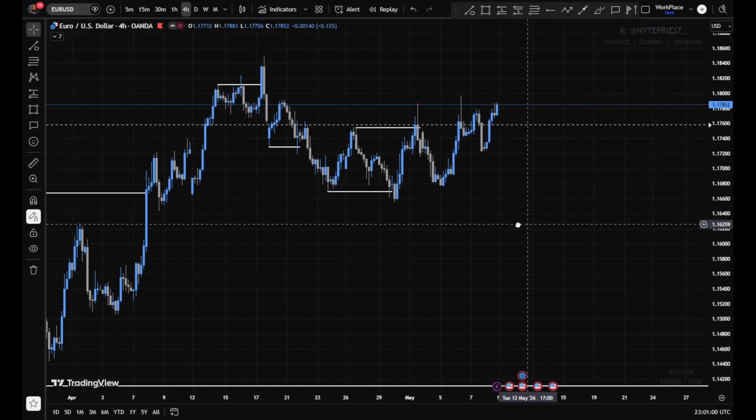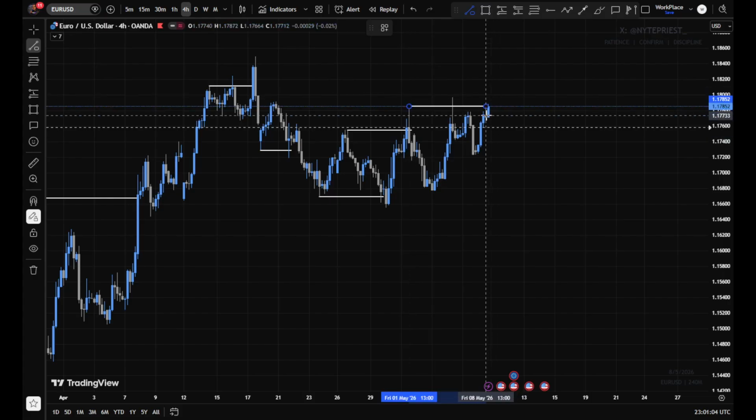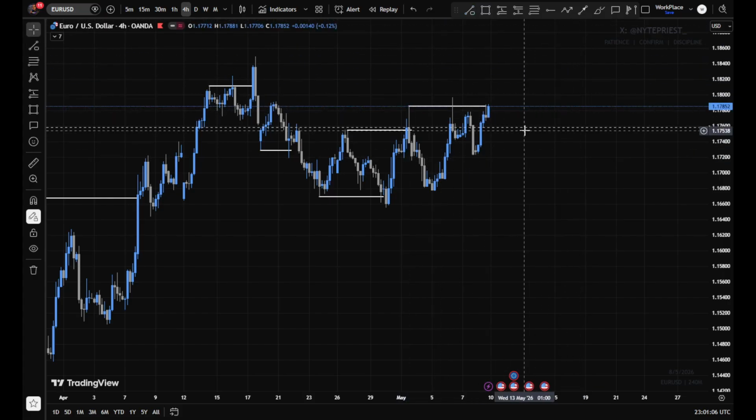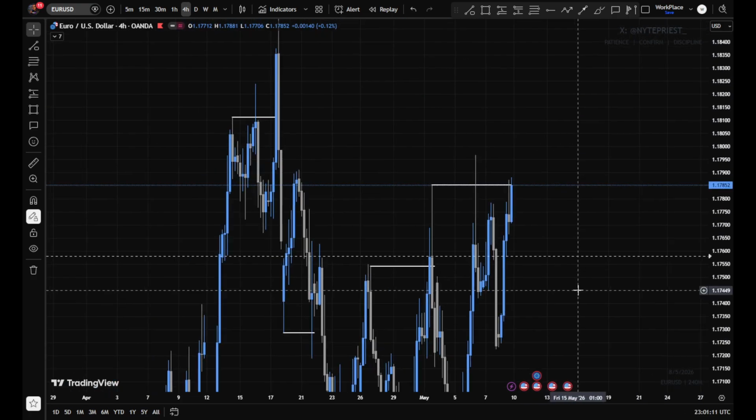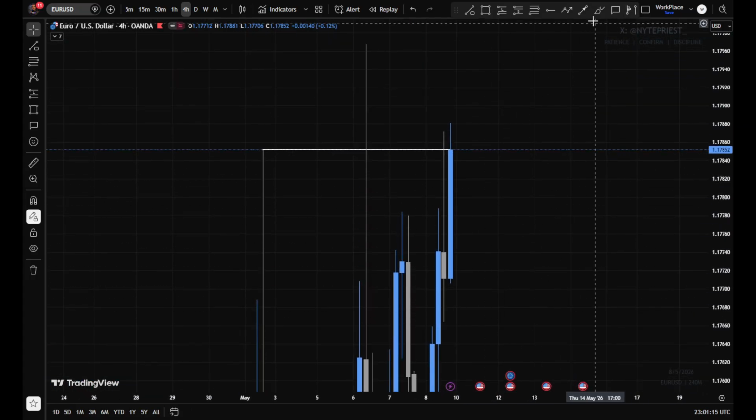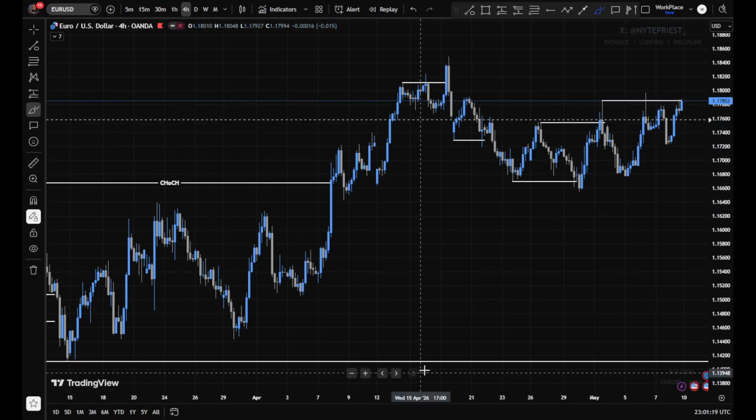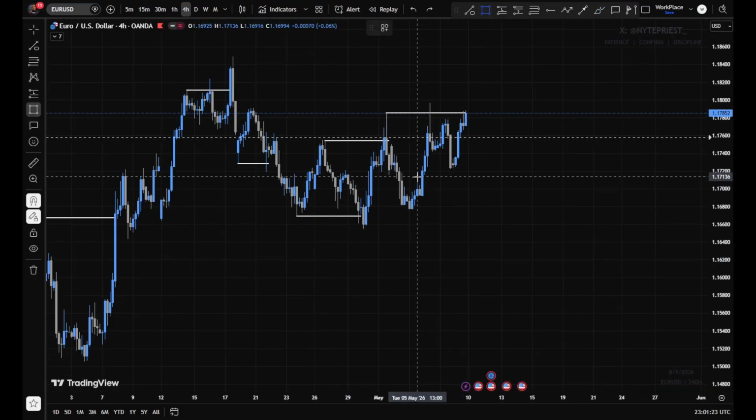So next week, what I'll be looking for on the Euro USD, I'll be looking for this break. As you can see, we didn't have a closure on the upside. We didn't have any closure. So hopefully next week we'll have a closure here, and then we will look for this point of entry.